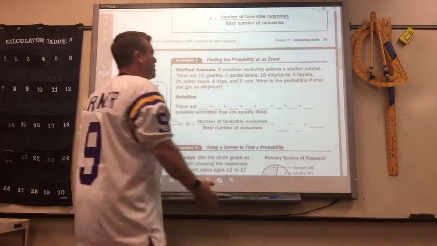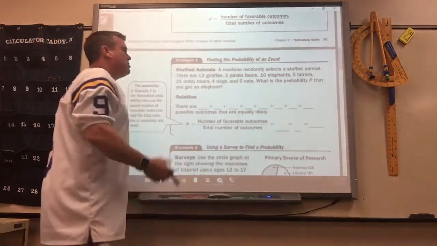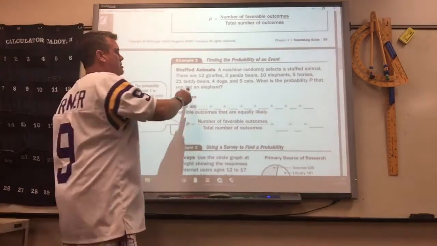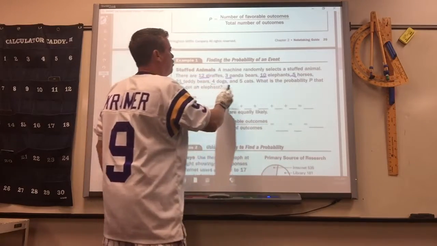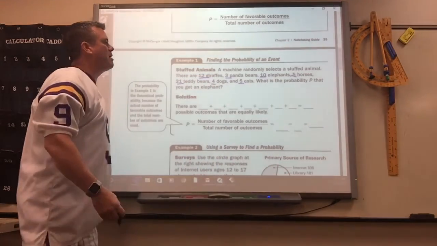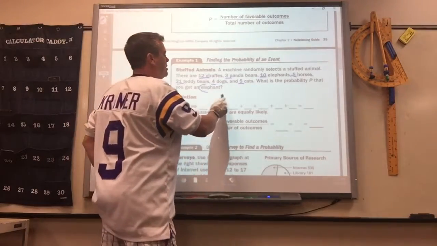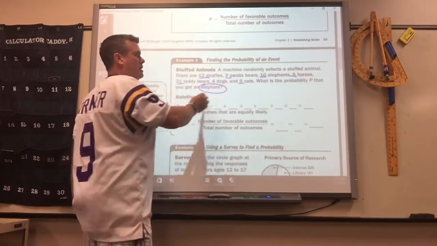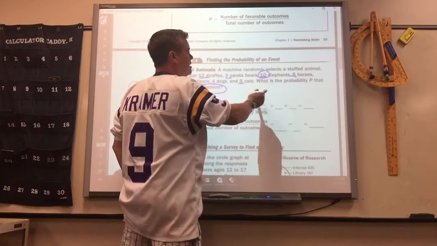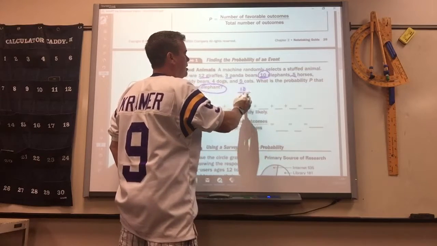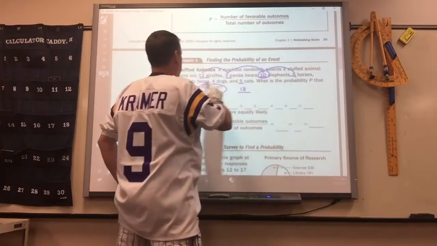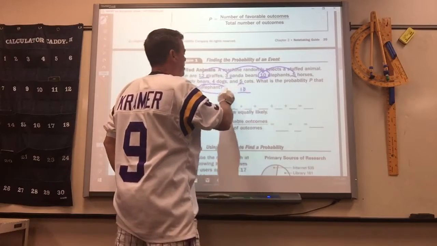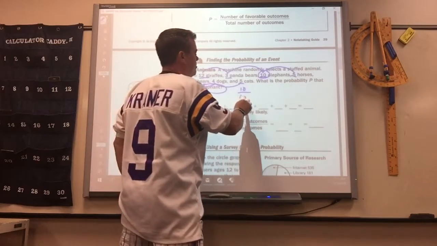So finding a probability, these are the simple ones. They randomly select an animal. There's 12, 10, 5, 21, 4, and 5. What's the probability P that you get an elephant? You add those up. So there's 10 elephants. And then you gotta find the total outcome, so you gotta add all these up. They add up to 60.